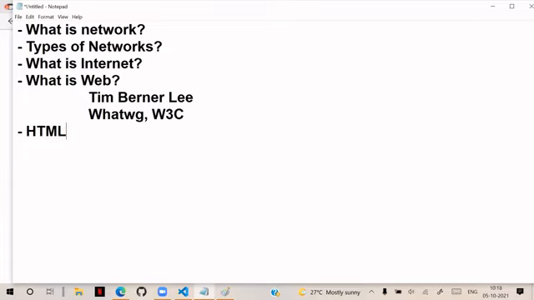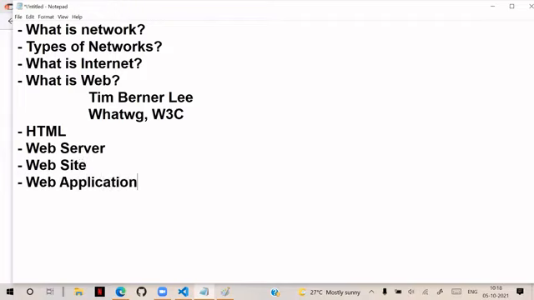Next, after understanding that, you need to understand some more terms, like what is web server. You need to understand what is website, what is web application, and what is web page. These are very important things. We are going to build them and work with them, so we have to first understand what they are correctly. We need to understand these things in detail.